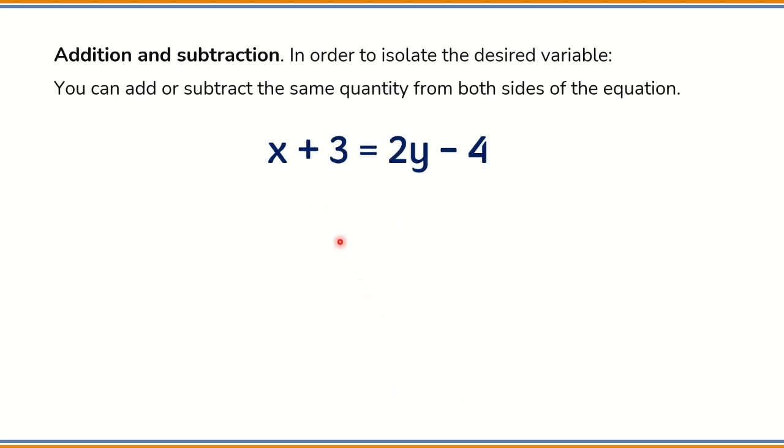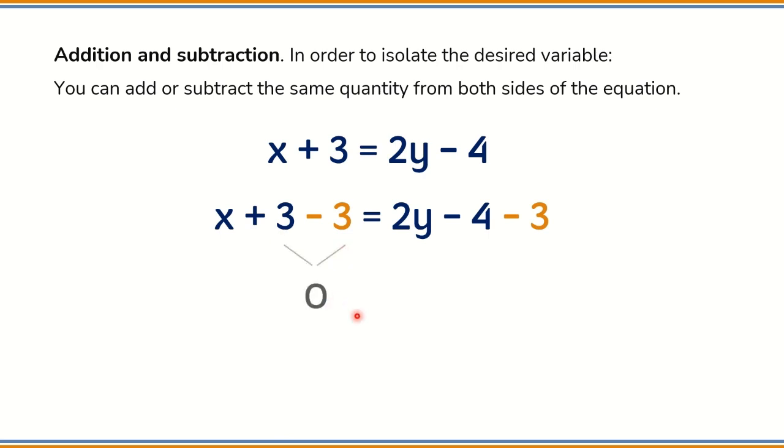This is another example. I will leave x on the left-hand side of the equation and the rest on the right-hand side of the equation. I need to get rid of these 3, so I will need to minus 3 on both parts of the equation. 3 minus 3 is 0, and minus 4 minus 3 is minus 7. So the equation now is x equals y minus 7.